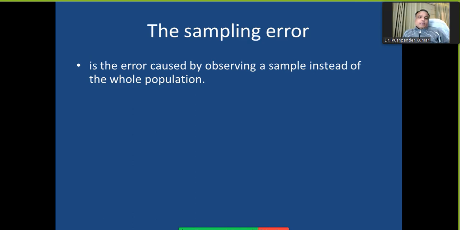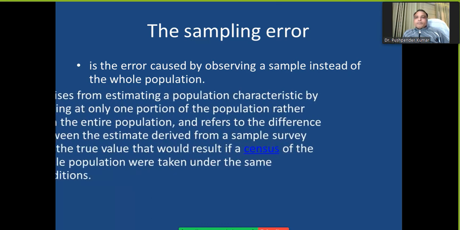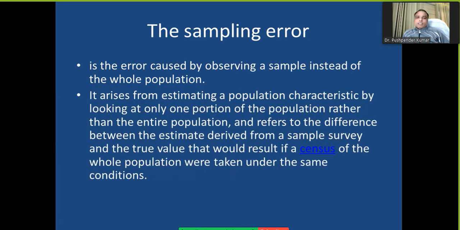It's not possible that your whole population would react and behave the same way your sample does, because with a sample, some error would always be there. It arises from estimating a population. So generally what we do with these statistical tools and techniques is estimate a population on the basis of a sample.